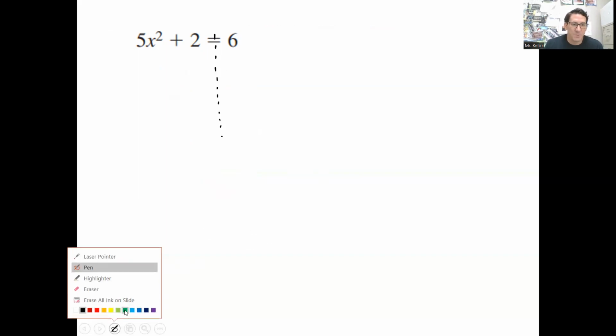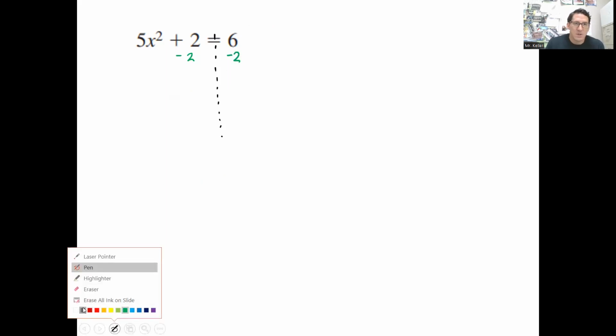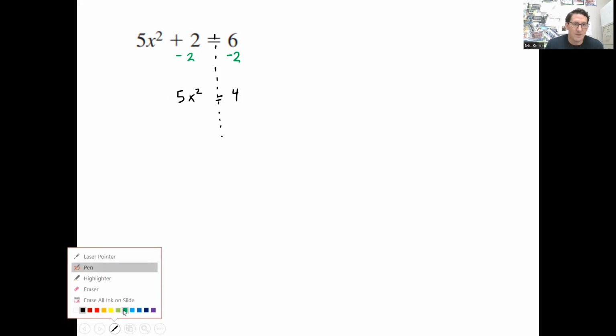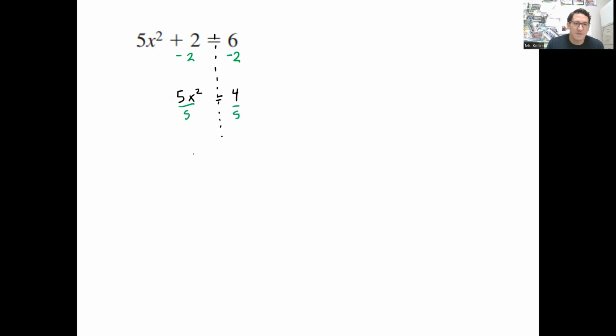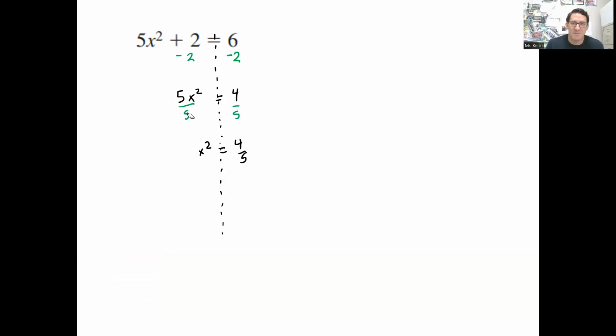So first step, I'm going to subtract 2 from both sides. Take care of that 2. So I'm going to have 5x squared is equal to 6 minus 2, which is 4. Then I'm going to divide by 5. I'm not going to have the 5x squared, the times 5 divided by 5 cancels out. So I'm just going to have x squared is equal to 4/5. Almost became a harder problem.